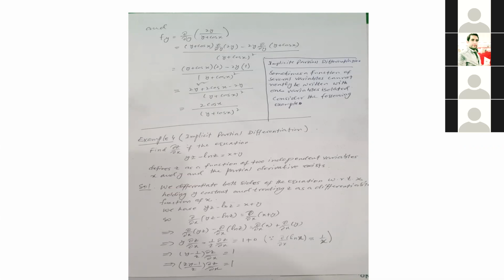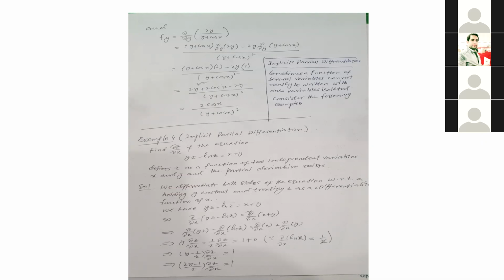Okay, write the expression first: yz minus log z equals x plus y. And differentiate both sides with respect to x. On the left hand side, using the difference rule, you have del yz over del x minus del log z over del x. And on the right hand side, using the sum rule, derivative of x with respect to x plus derivative of y with respect to x.